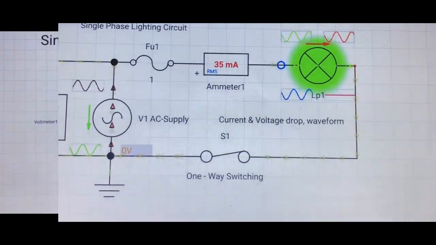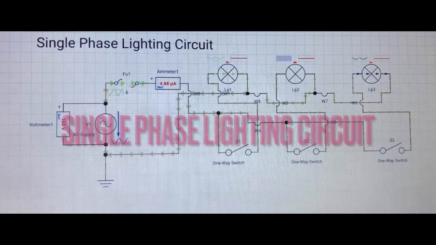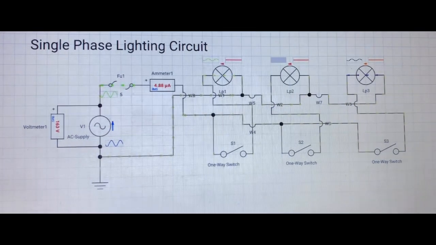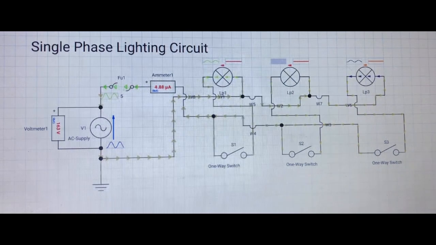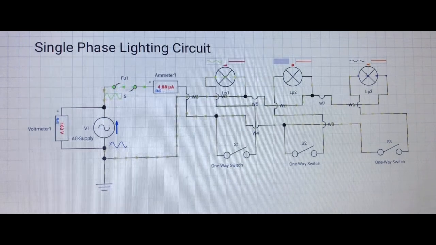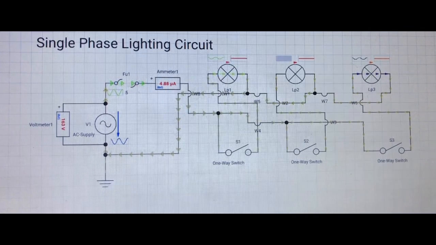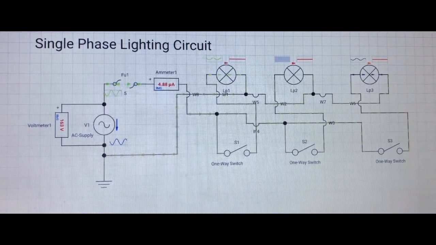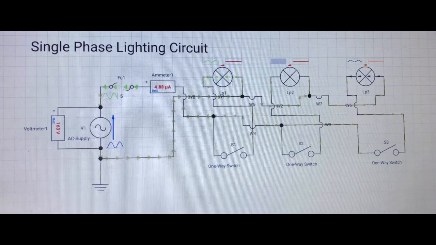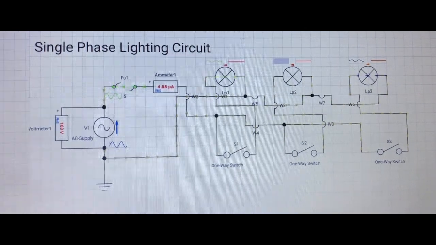A single-phase lighting circuit design diagram with 3 lamps, LP1, LP2, and LP3, and with 3 one-way switches, S1, S2, and S3, and each lamp is connected and controlled by its own one-way switch. As you can see on the diagram, lamp LP1 is controlled by one-way switch S1, lamp LP2 is controlled by one-way switch S2, and lamp LP3 is controlled by one-way switch S3 in the lighting circuit.